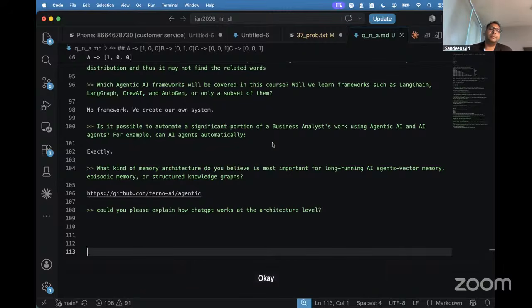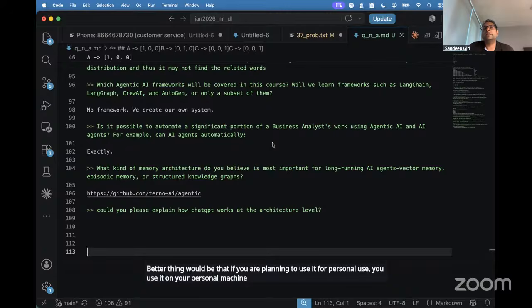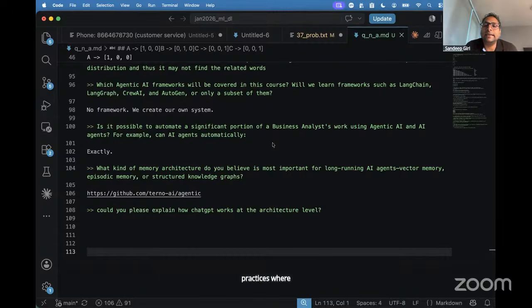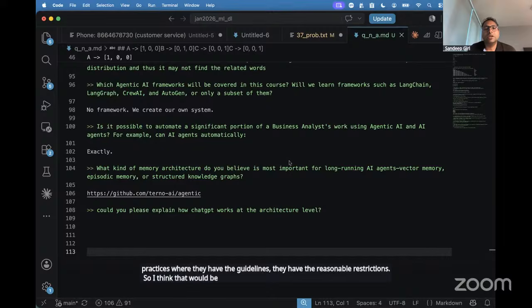Okay. So a better thing would be that if you are planning to use it for personal use, you use it on your personal machine. In case of an organization, if you want to access that, then you have to work with the security policies of the organization. Now, every organization is coming up with a new set of practices where they have the guidelines, they have the reasonable restrictions. So I think that would be my answer.